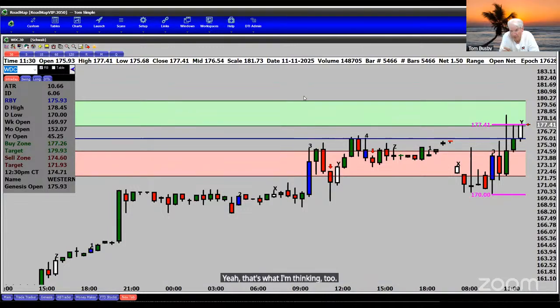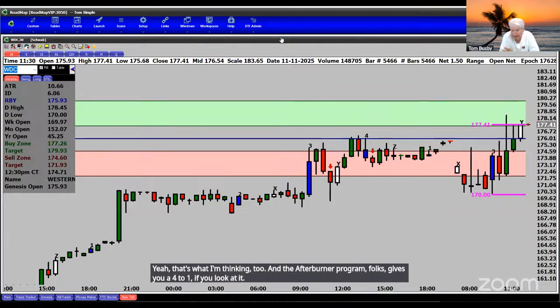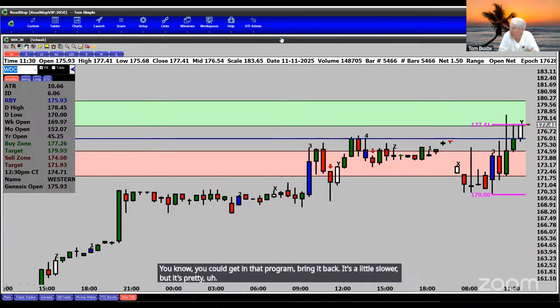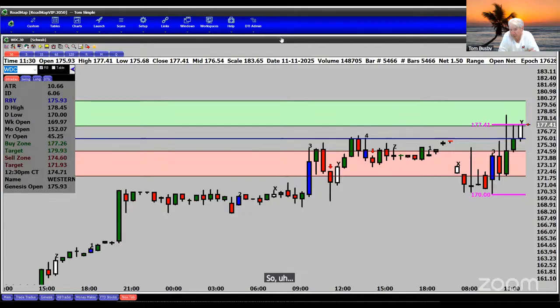And the Afterburner program, folks, gives you a 4-to-1 if you look at it. If you've got an account that's down, you could get in that program and bring it back. It's a little slower, but it's pretty accurate, the Afterburner program. So it's a pretty good move.